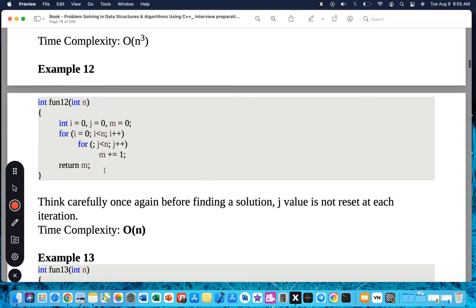Another example where it's a linear function of n. I and j from 0 to n, and here j is from 0 to n as well, and they just increase. The j value is not reset at each iteration, so it stays. It starts initially from 0, then just continues in the next iteration. The next iteration of i does not reset j. This means it's a linear thing.